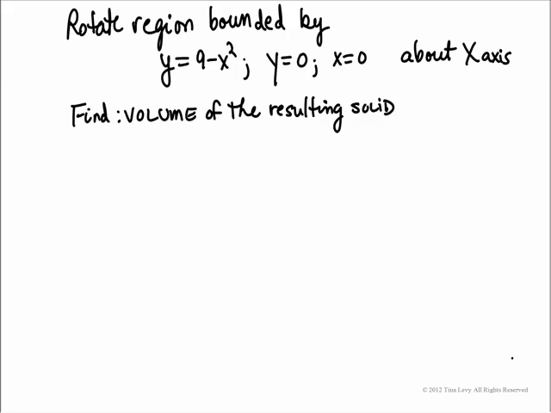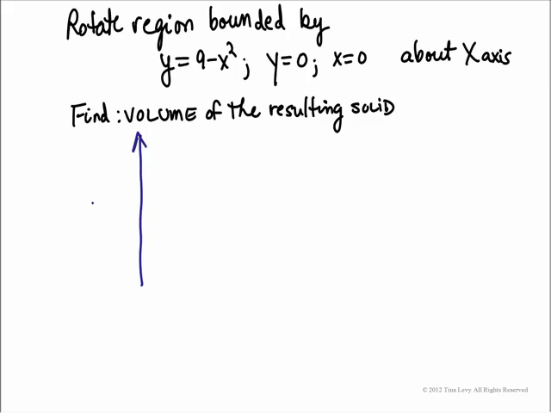We're going to rotate the region bounded by y equals 9 minus x squared, a parabola downward, y equals 0, bounded by the x-axis, x equals 0, bounded by the y-axis, and we're going to rotate that about the x-axis. So first I'm going to graph that region.